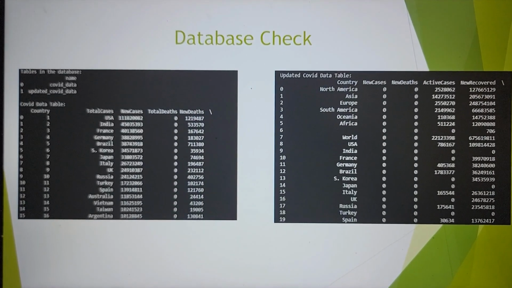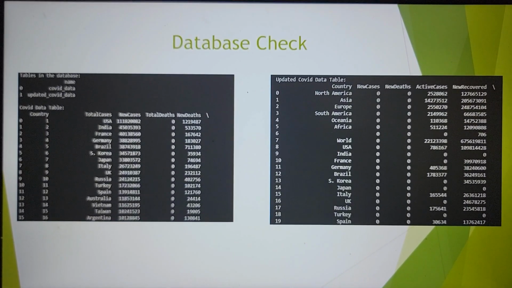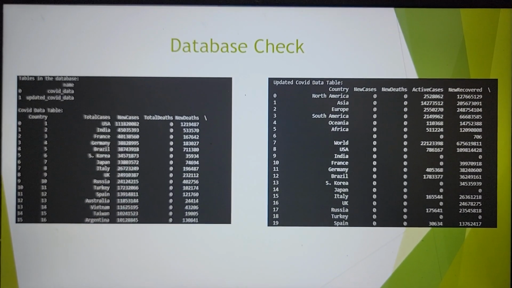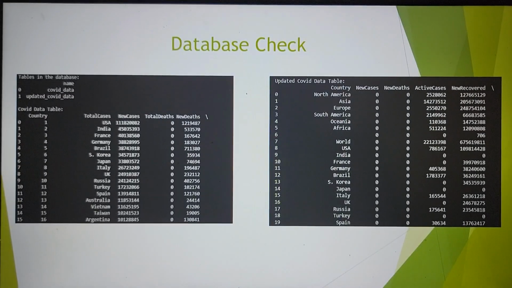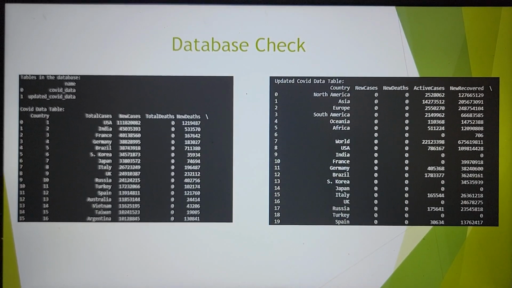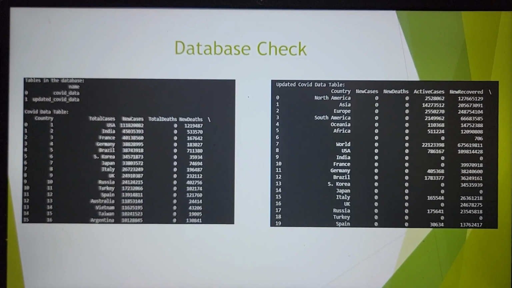Okay, so like I mentioned earlier, I like to double check my work just to make sure that things are being saved where they need to be, and this is what I did right here. I just checked my databases to make sure that they were correct, and that's what I have. You can see that in the databases there are two tables, one COVID data and the other updated COVID data, and here are those two tables.